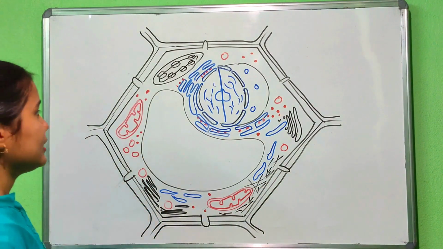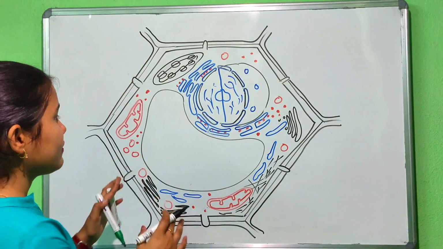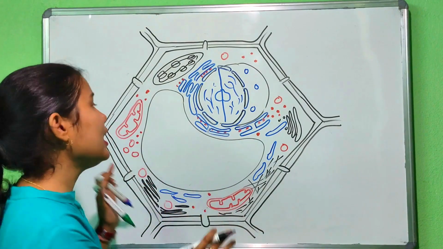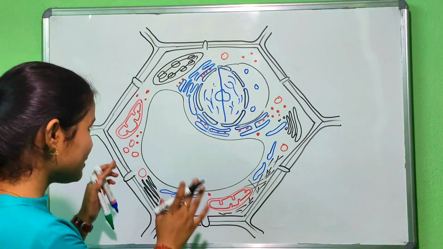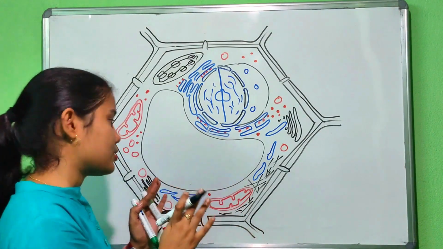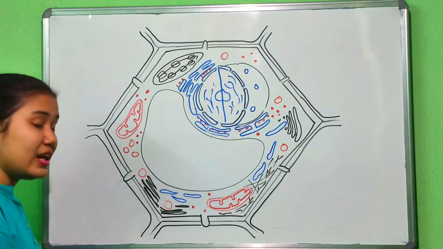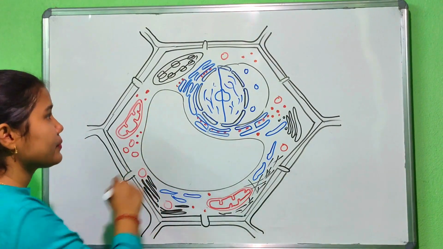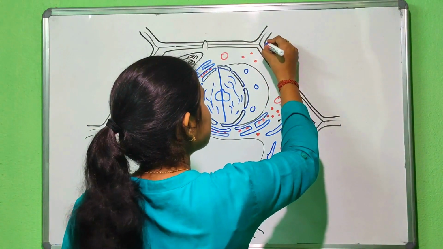Clear? This is the diagram which involves all the structures present inside a typical plant cell. These are the minimum structures that we have to draw in the examination. Next we will do the labeling. Now what is this?